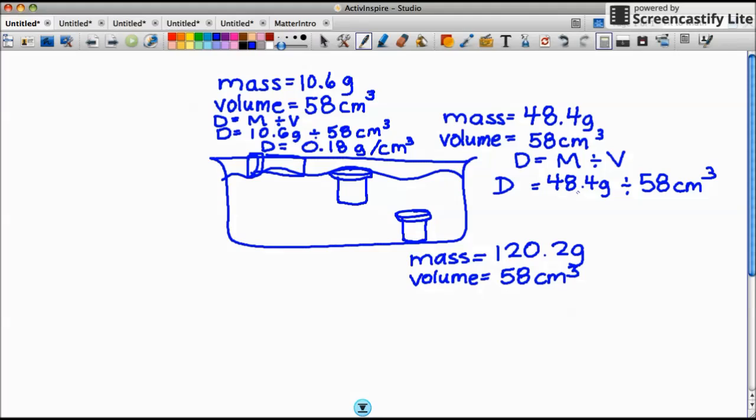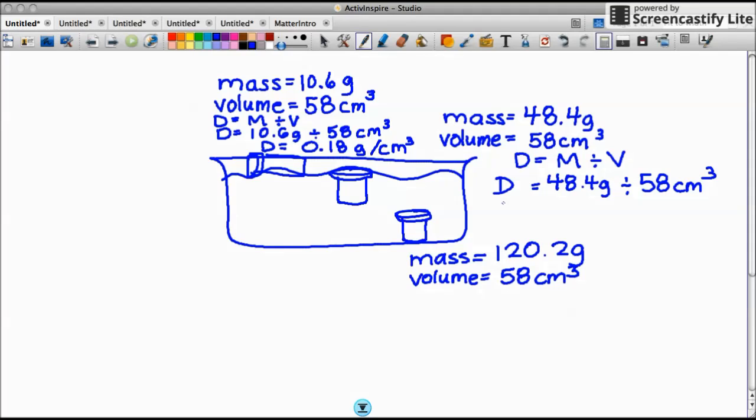Now I'm going to do it too, Cole, and see if mine matches yours. 48.4 divided by 58. Yeah, I got 0.834. Is that what you got? Okay, so we're rounding this to the nearest hundredths. Here's the hundredths place. Look to the right. That's 4 or less, so this 3 stays the same.